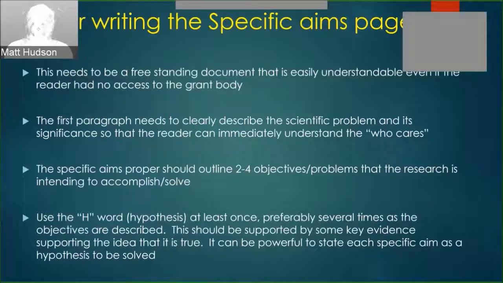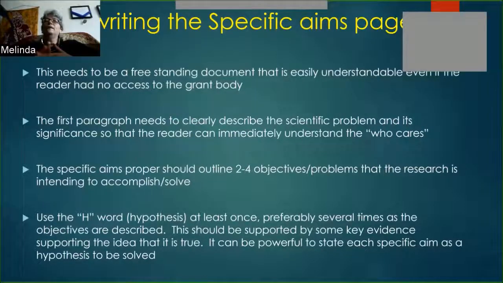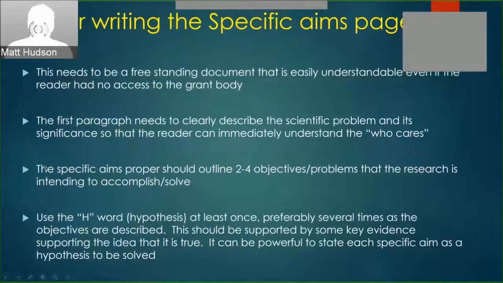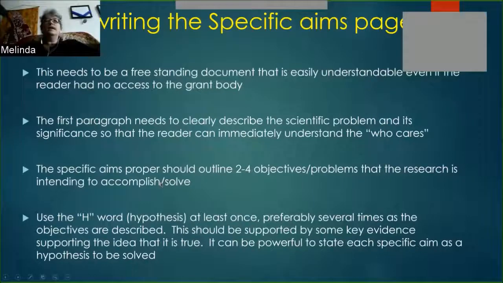You don't have to worry about it being readable by a high school student, but you do need it to be generally understandable for somebody with a general technical education. It then needs to include the specific aims proper, which outline 2 to 4 objectives that the research accomplishes.